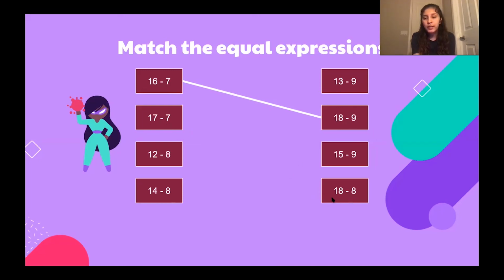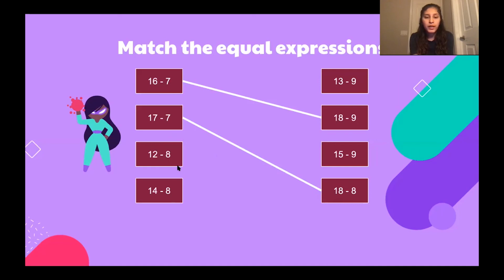And I know that 18 minus 8 equals 10. So 17 minus 7 is equal to 18 minus 8. They have the same value. Okay. Now let's see, 12 minus 8.